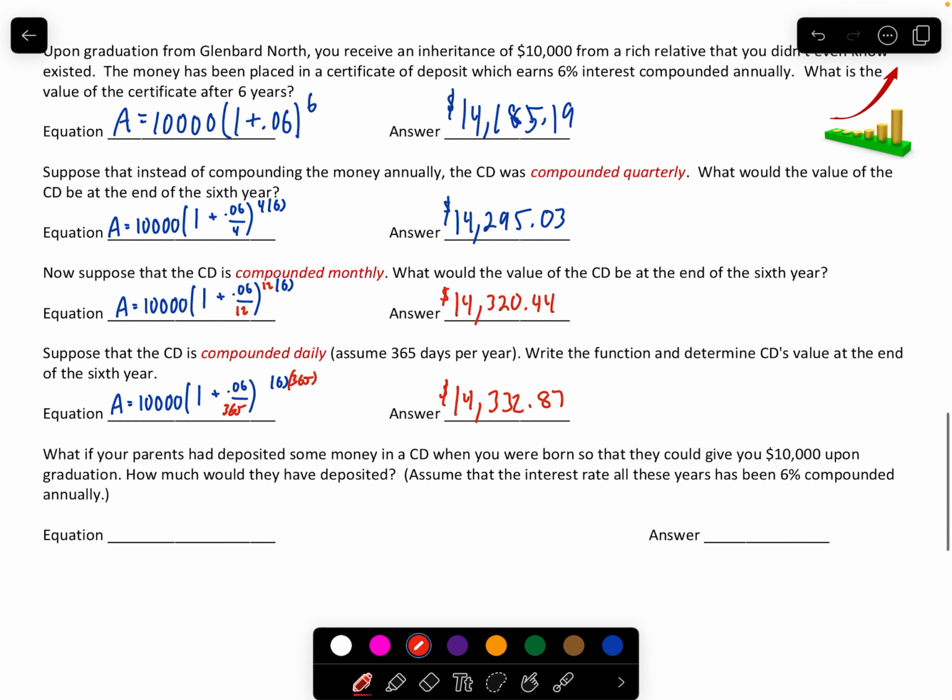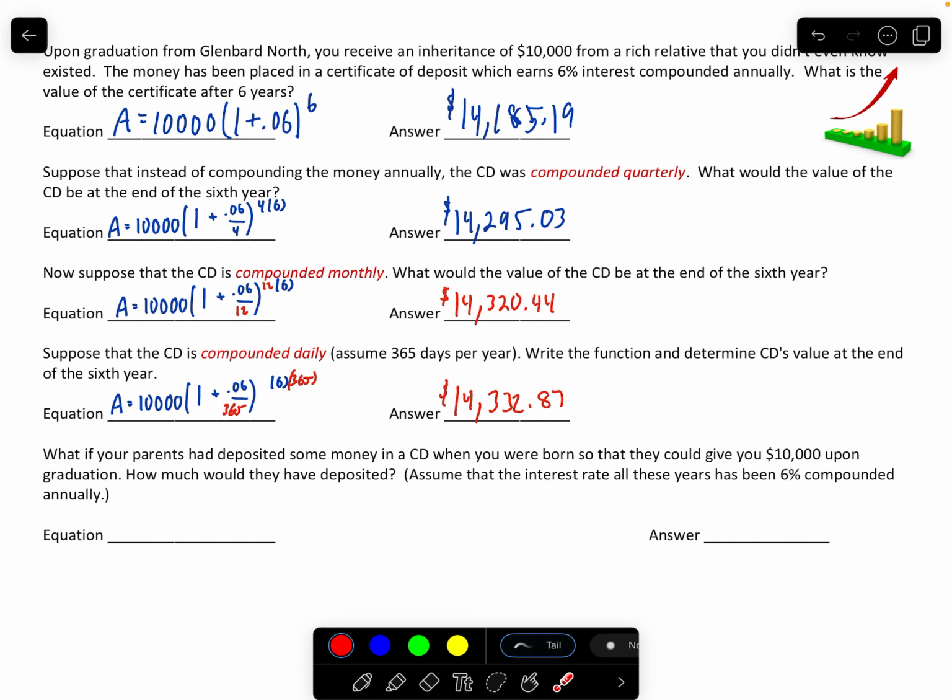All right, the last question here says, what if your parents had deposited some money in a CD when you were born so that the second you graduate, you would have $10,000? Let's assume that you turn 18 when you graduate. How much would they have to deposit, assuming that the interest rate all these years has been 6% compounded annually?